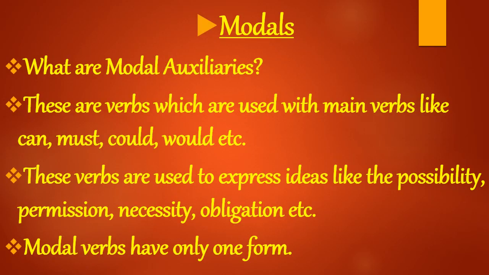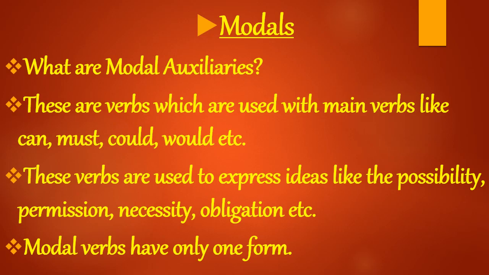So let us begin with modal auxiliaries. First of all, we should know what are auxiliary verbs. Auxiliary verbs can be called helping verbs. Auxiliary verbs are used together with the main verb to show its tense or to form a negative or question. They are classified into two types: primary auxiliaries and modal auxiliaries. Today we are going to discuss modal auxiliaries.